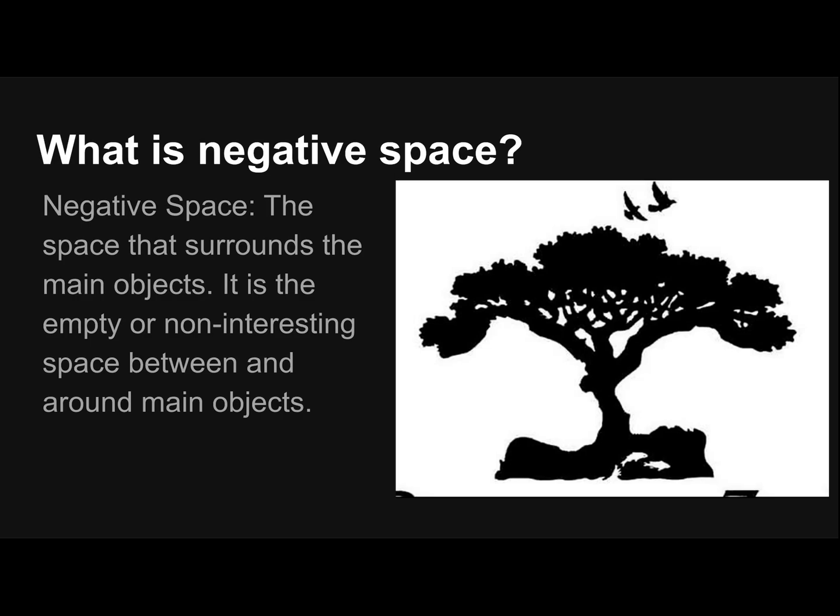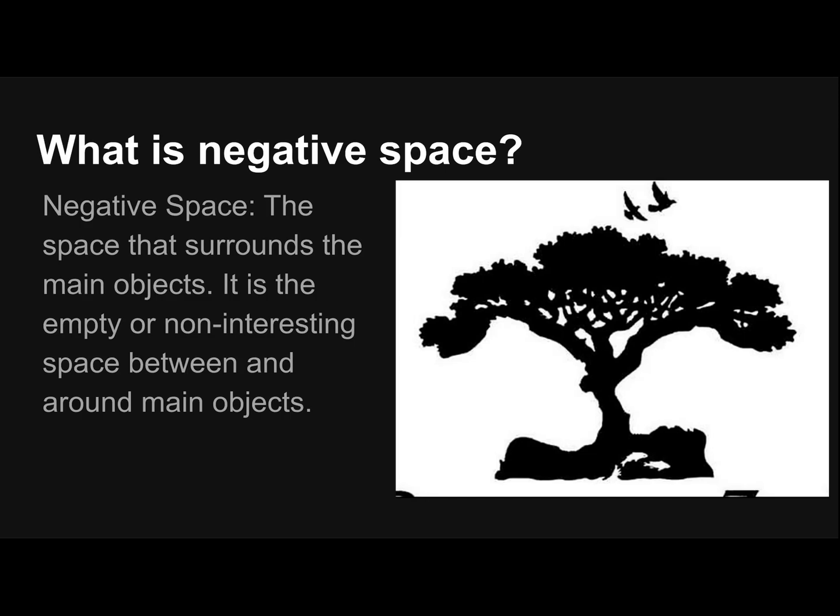And then the opposite of that, what is negative space? Negative space is the space that surrounds main objects. So it's everything else, right? If the main object is the positive space, the negative space is all of the empty space around it. So it is the empty or non-interesting space between and around main objects.